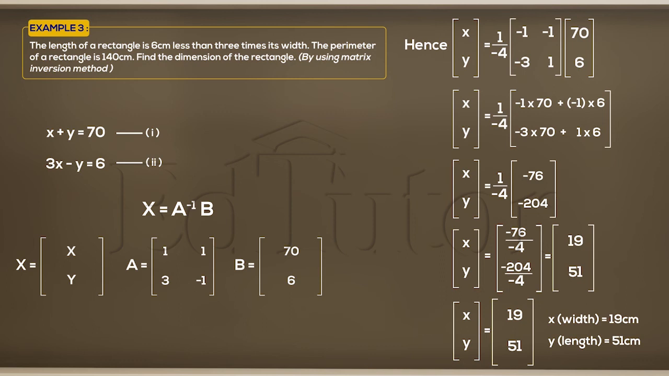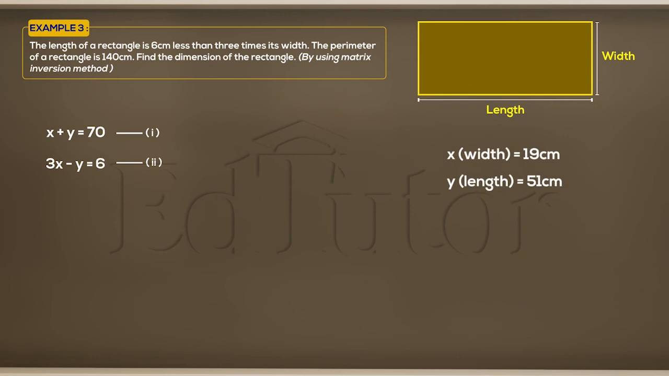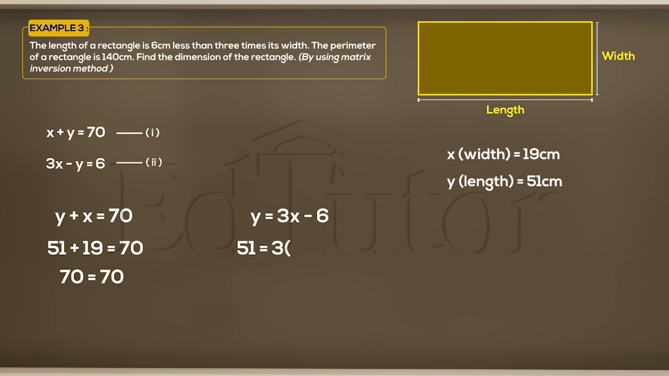The question ends here, but if you want to verify your results, you can put the values of x and y in any of the equations above. Take y plus x is equal to 70 and y is equal to 3x minus 6. Put x and y here and you can see 70 equals 70. For the second equation, we get 51 is equal to 3 times 19 minus 6, which is 51. This way, the equations are verified. Thus, the results are correct.